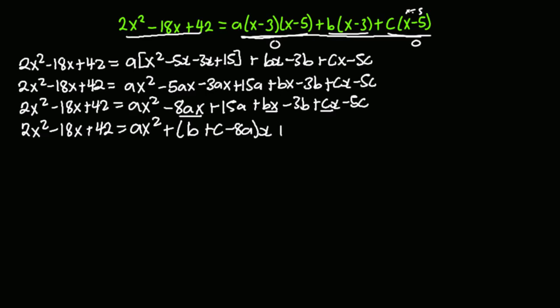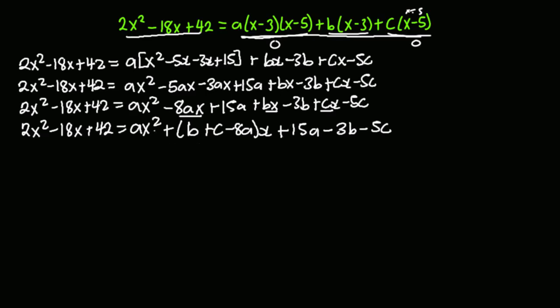Then we'll come to, we have 15a, that is those without x. We have 15a minus 3b, so we have 15a minus 3b minus 5c. So this is what we have. So we can now go ahead and compare.